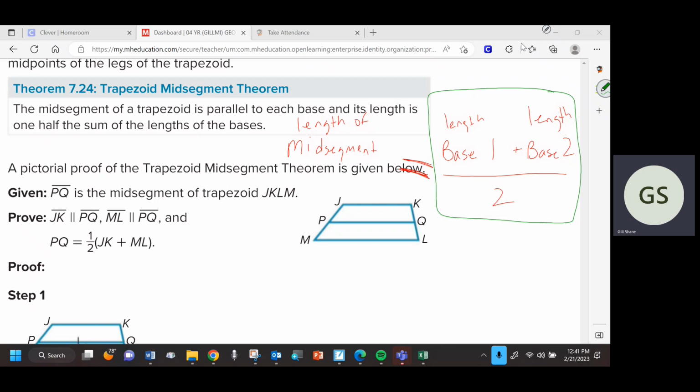If you can make an association, the mid-segment is the average of the two bases, the average length between two numbers. So you would add those two numbers and divide by two, get the average. So if you can make that connection, it'll keep you from having to try to memorize yet another formula in math.